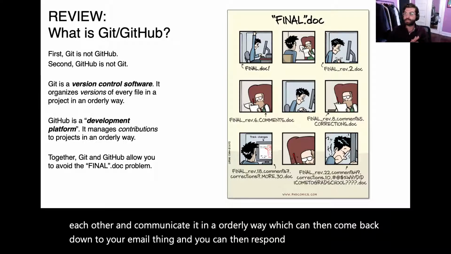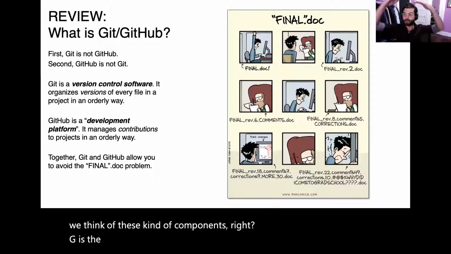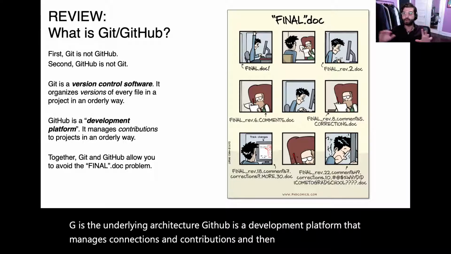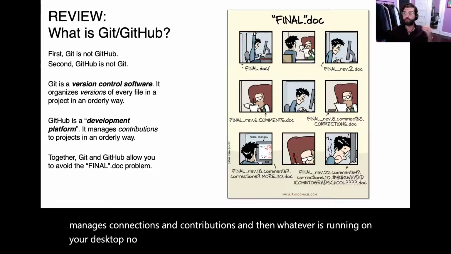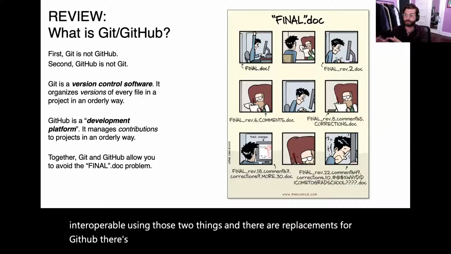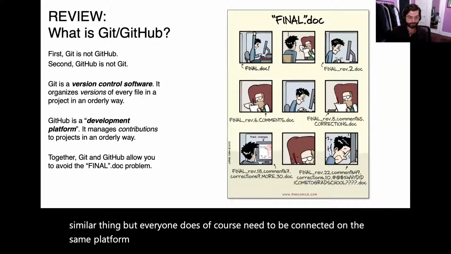So this is how we think of these components, right? Git is the underlying architecture. GitHub is a development platform that manages connections and contributions. And then whatever's running on your desktop, no matter what type of thing you're running, will all be interoperable using those two things. And there are replacements for GitHub. There's GitLab, there's Bitbucket, there's other services that provide a similar thing, but everyone does, of course, need to be connected on the same platform to work on a project together.